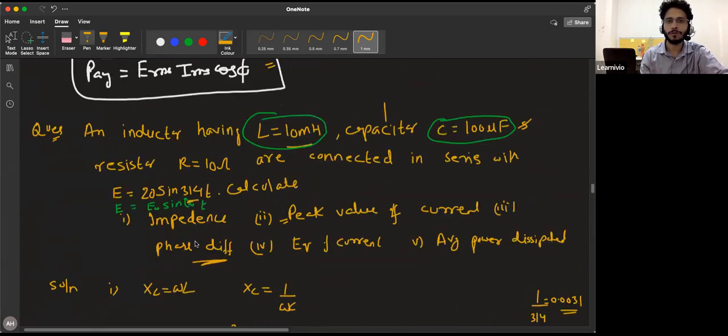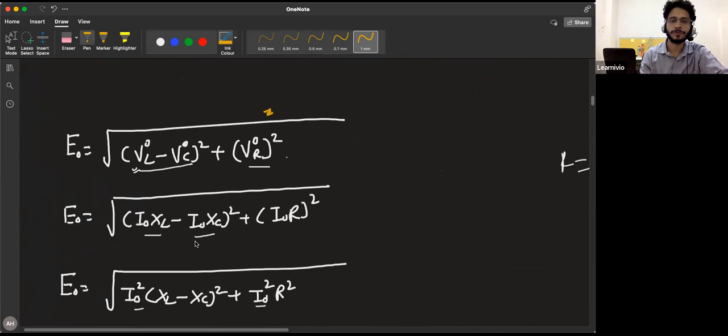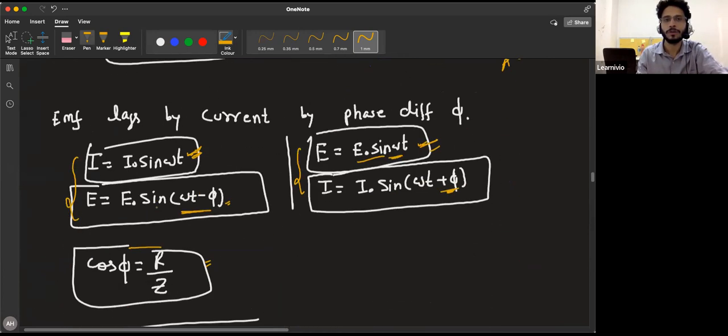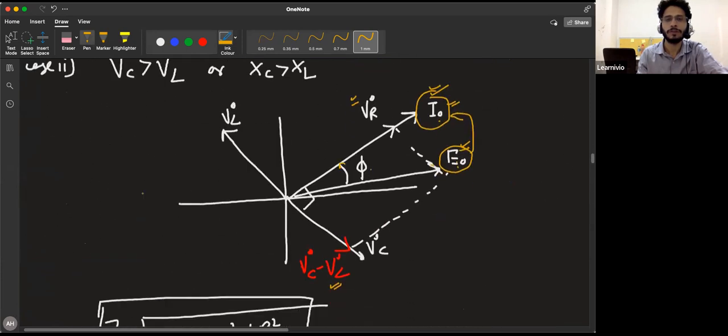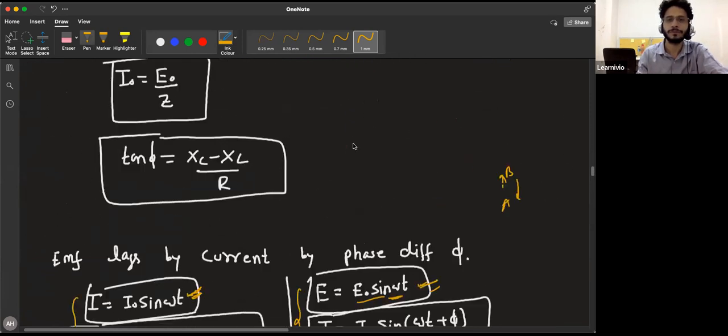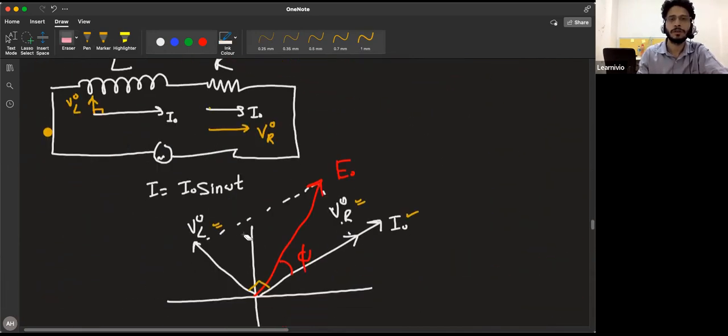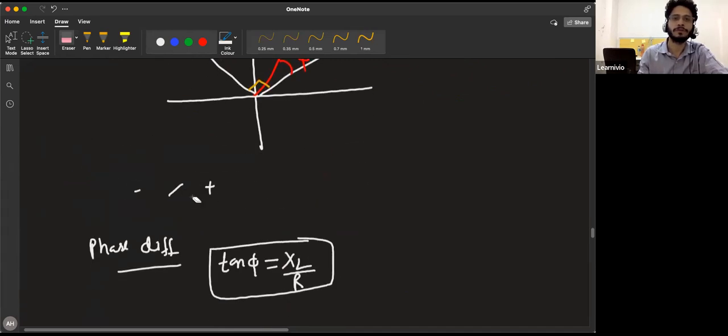This is the expression of impedance, (XL minus XC) square plus R square. In the LCR circuit, you have both XL and XC. But when you do the RL circuit, there is no XC, so you can remove this XC from it. Or shall we derive it? Okay, let's derive this expression. XL square plus R square. This derivation may come in your exam. It's a one-line calculation.